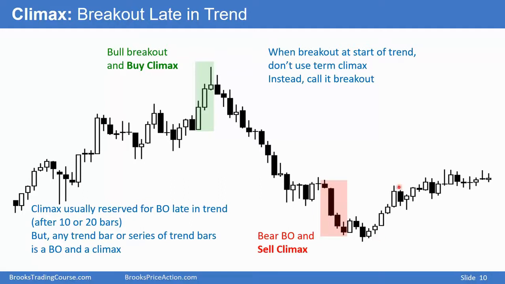Here, a breakout, the start of a potential bull trend. Here, a breakout, the start of a potential bear trend. But it's also a climax, and it's also a series of trend bars. Just like this led to a reversal, it's a breakout, a failed breakout, and it's a series of trend bars. Every trend bar, every series of trend bars is a breakout, and it's also a climax. When it occurs late in a trend, it's more likely going to be a climactic end of the trend. When it occurs early in a potential trend, it's more likely going to be the start of a trend.